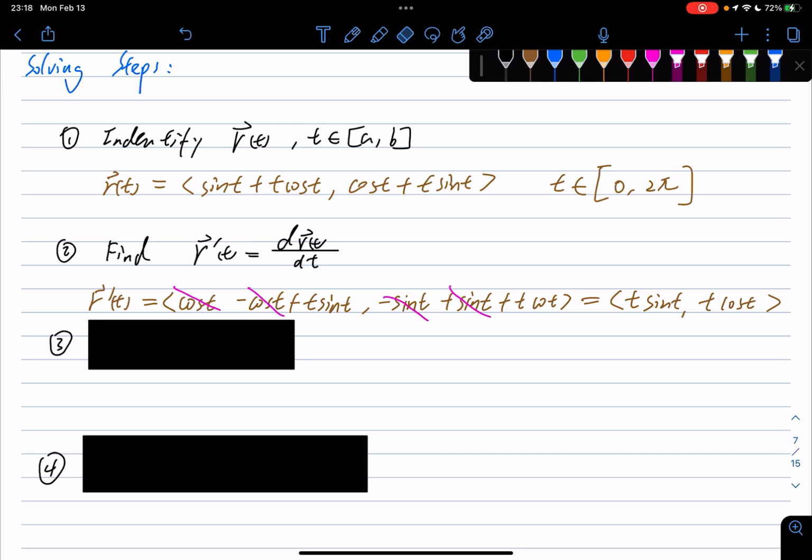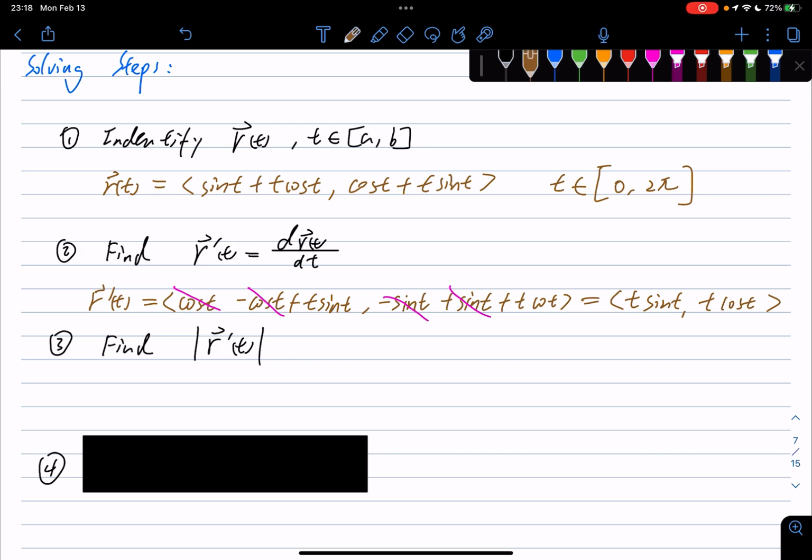So the next step is to find the magnitude of r'(t). The magnitude of r'(t) is going to be the square root of t squared sine squared t plus t squared cosine squared t, which equals t.